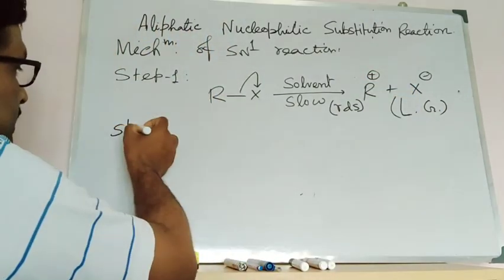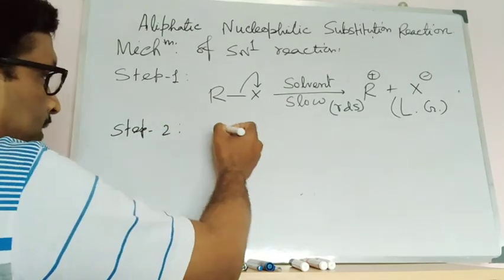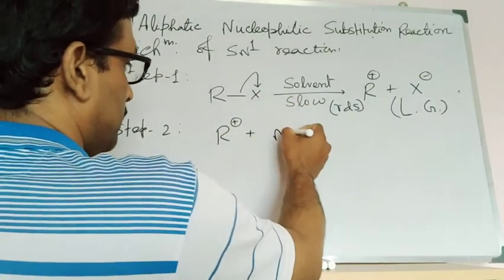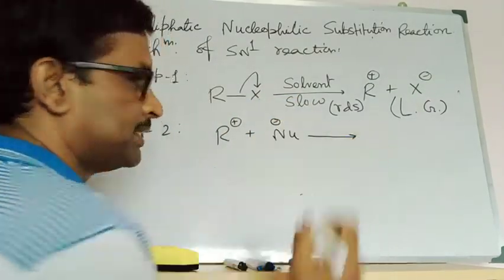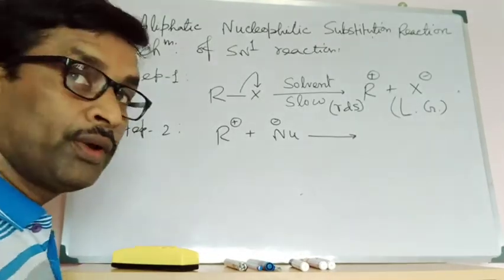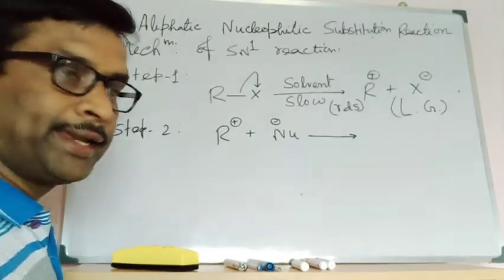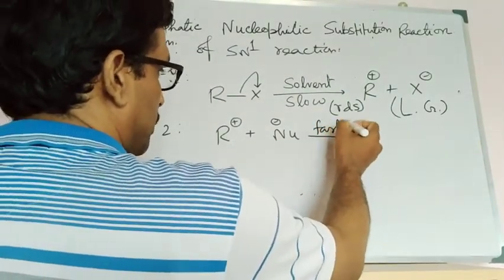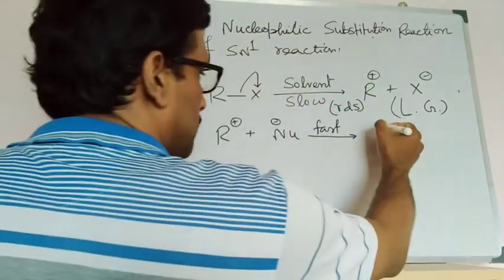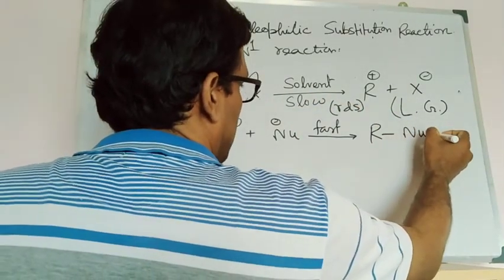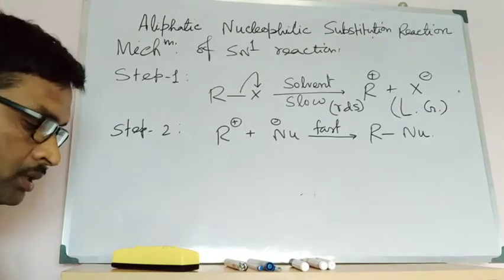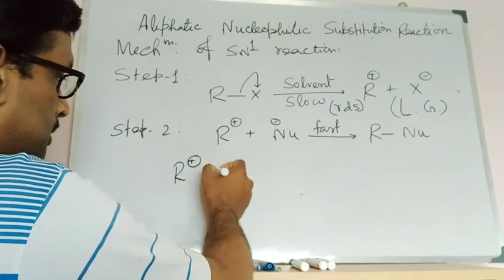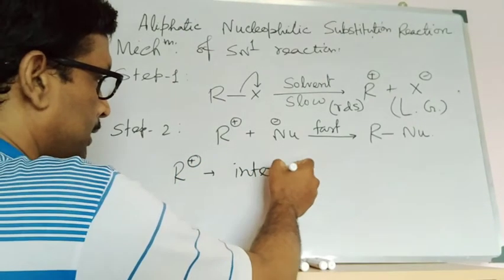What happens in step 2? In step 2, R plus reacts with the nucleophile present in the system, maybe the solvent. When the solvent acts as the nucleophile, that reaction is called a solvolysis reaction. So now this is the second step, and we get the actual product, R-Nu. So this will be the product. Here this R plus is an intermediate, yes or no? This is called the intermediate.